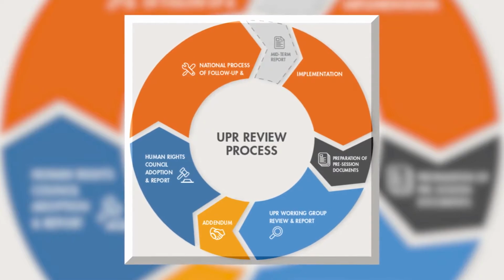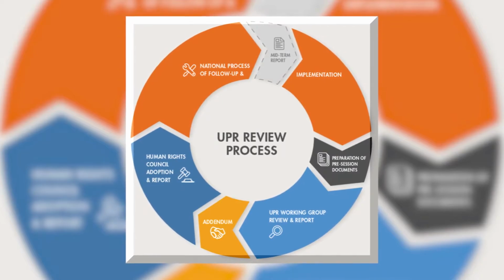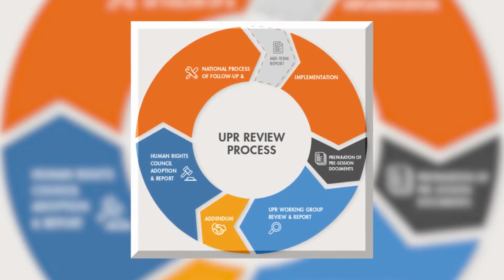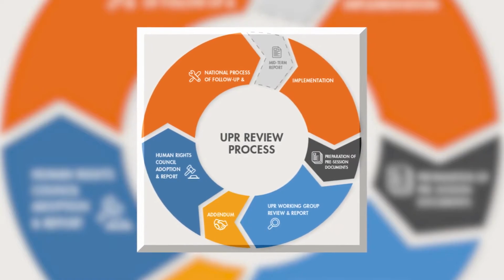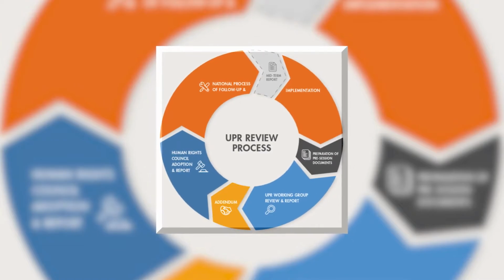Reviewed states are then expected to indicate which recommendations they support and to report on measures and steps taken to implement them, which on average are 75% of all recommendations made, which is a good number. Moreover, the UPR also provides a space for states to request technical assistance from other states to enhance their capacity to deal effectively with challenges and for them to share best practices.